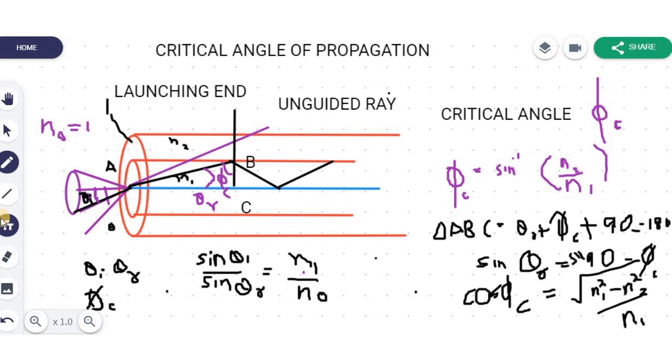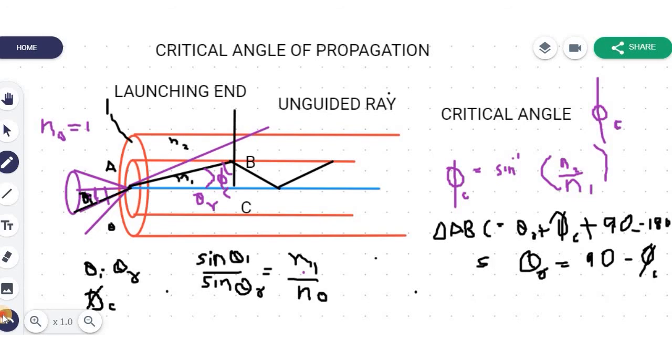And now what you have to do is substitute for cos phi c in the first equation for sin theta max. You just note it down. Cos phi c is root of n1 square minus n2 square by n1. So I'm going to make a substitution for cos phi c in the equation that we have written before, and our equation thus becomes sin theta max. Theta max, that is this angle of incidence, is the maximum angle.